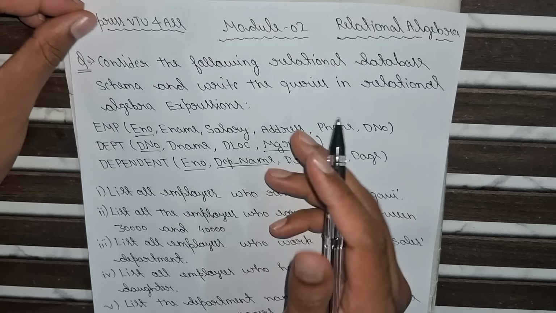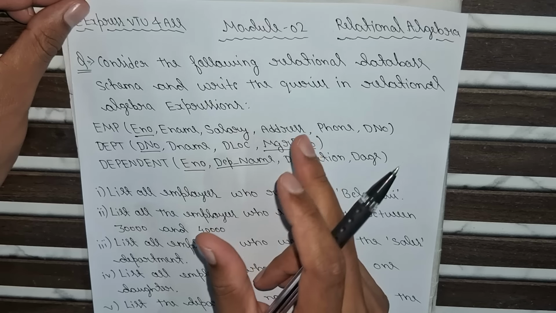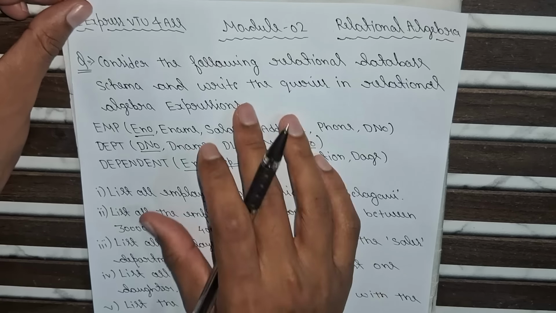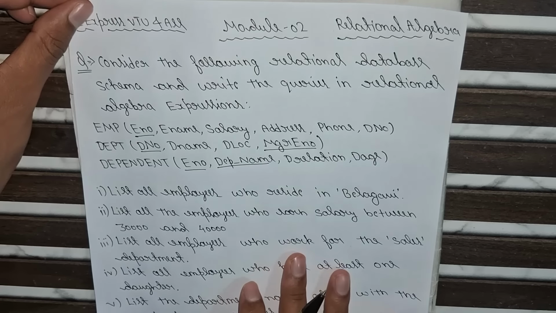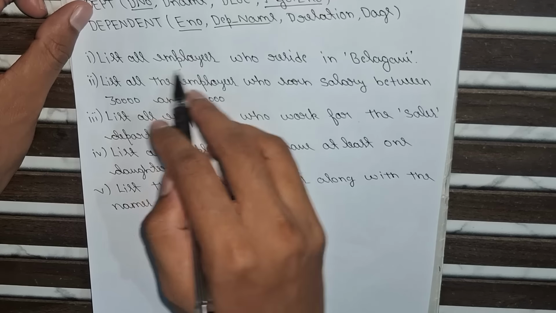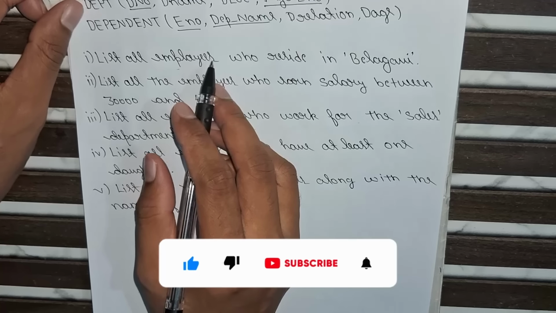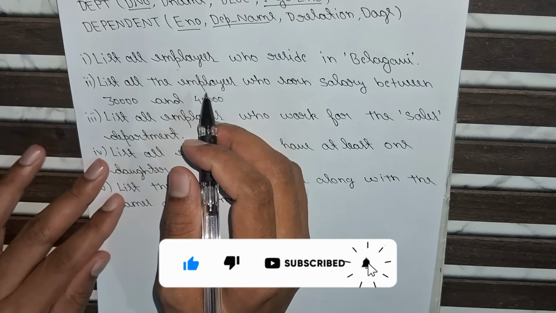So I already solved one of these type of questions in my previous video. You first check out that video, then you can easily understand this whole concept. So now we are moving towards our first question, in which we have to list all employees who reside in Belagavi. So how will we solve this question and represent it in a relational algebra expression?